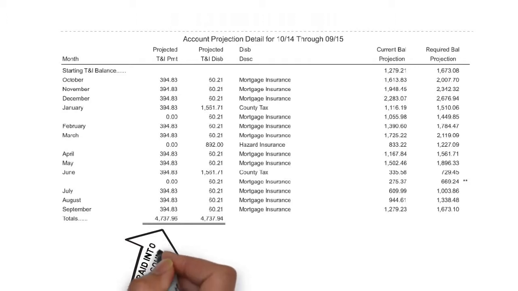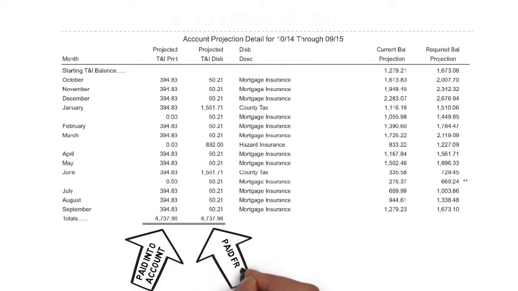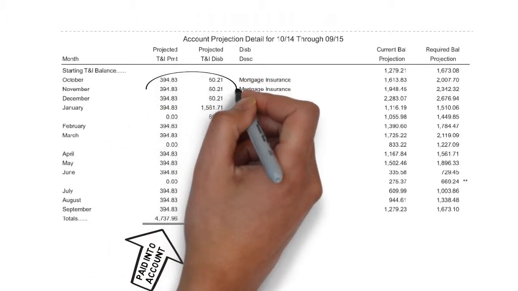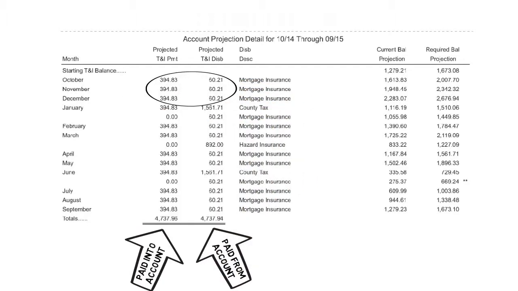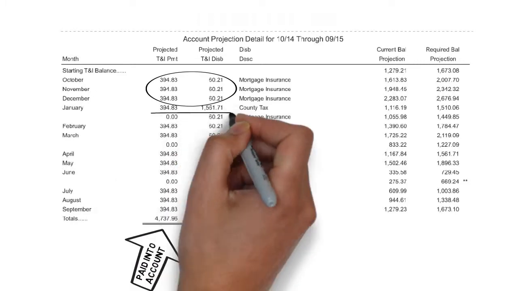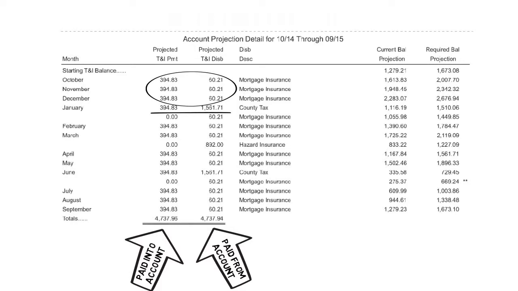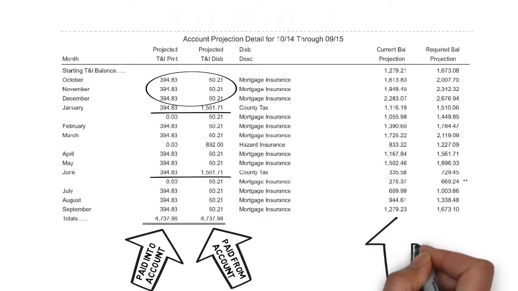Now for the account projection page. On the left-hand side, we see the amount that will be paid into the escrow account, and then the amount being charged for taxes or insurance on the right. You'll notice that for most of the month, there is more being paid in than coming out. In this example, you can see that the tax payments are a lot higher than your monthly amount. So the extra amount being paid on the other month is just preparing the account for the expected tax payment.